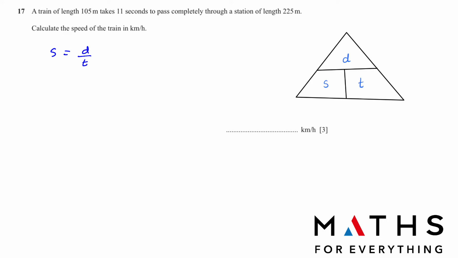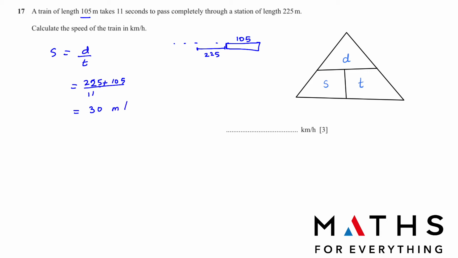Now what is our time? Time is 11 seconds, right? What is the distance? This is a station of 225 meters and a train of length 105 meters is passing through it. It takes 11 seconds. So the train will completely pass. When it passes completely, it takes 11 seconds. So your distance is 225 plus 105 divided by 11. This will give you 30.